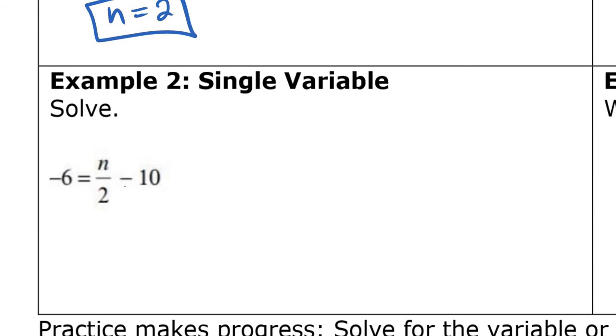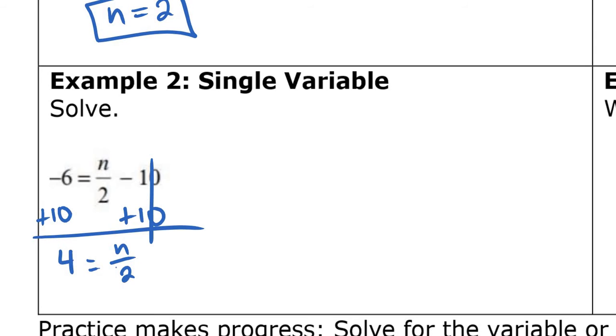First, we get rid of the one that's being added or subtracted. In this case, it is minus 10. So how do you get rid of minus 10? You should have thought plus 10. And if we do that on one side, we'll do it on the other. Plus 10. We're left on the right side with n over 2 equals negative 6 plus 10. When you add a negative integer and a positive integer, they cancel. We're left with positive 4.